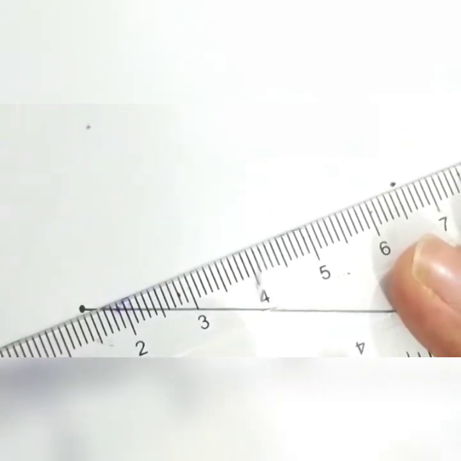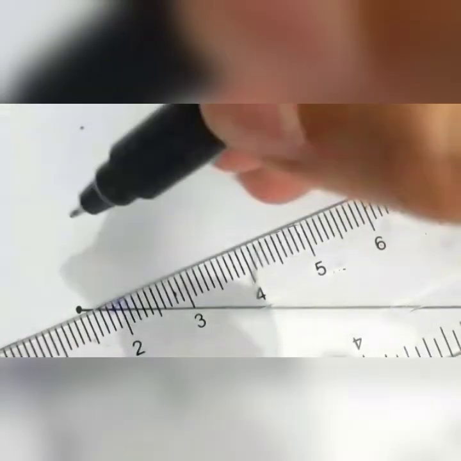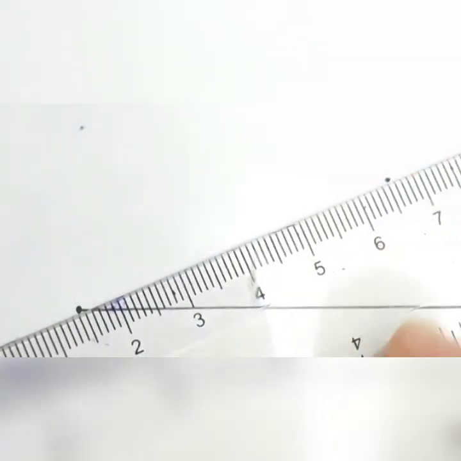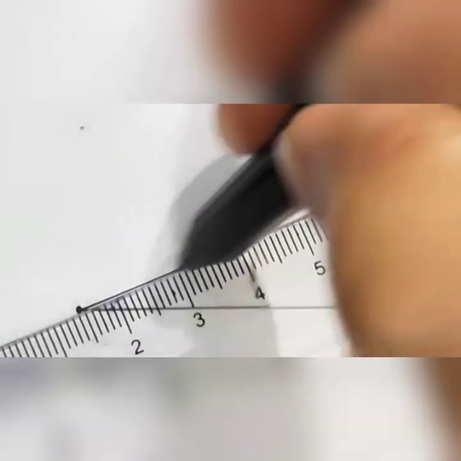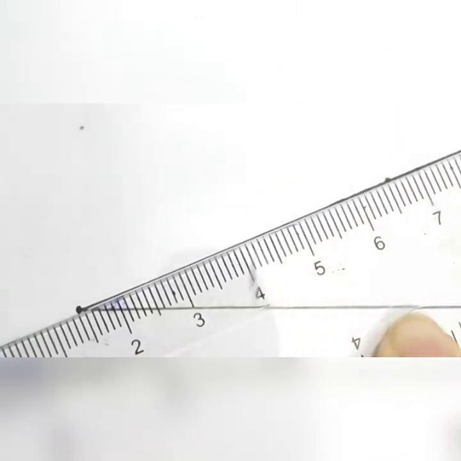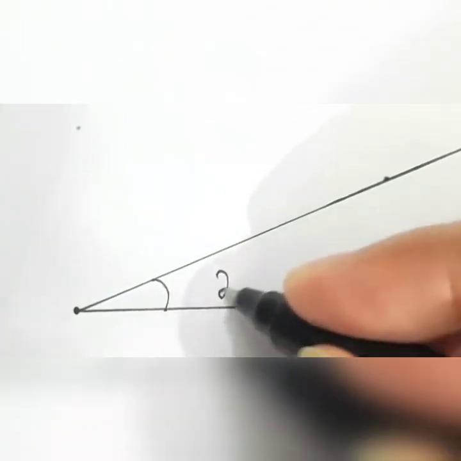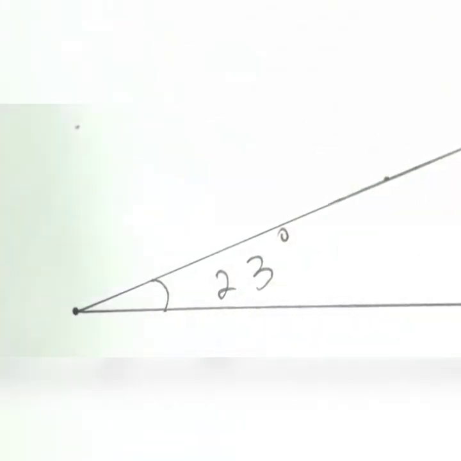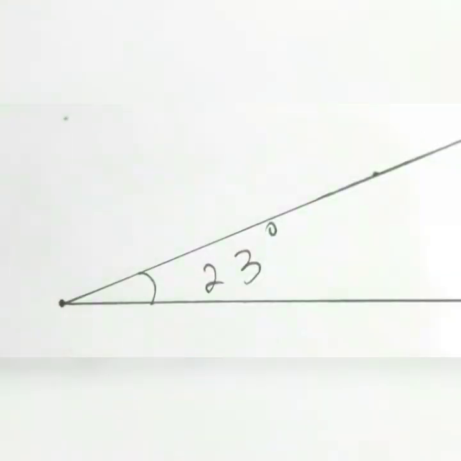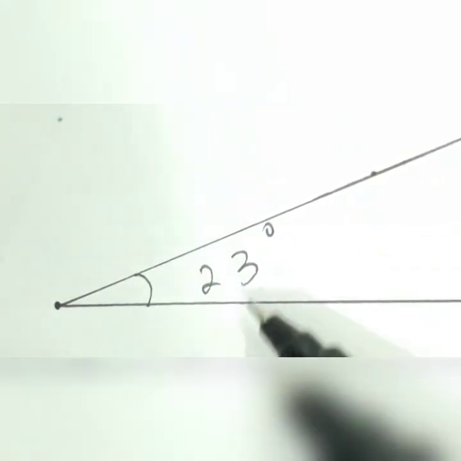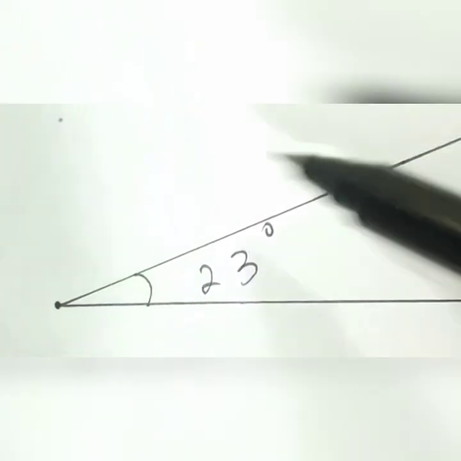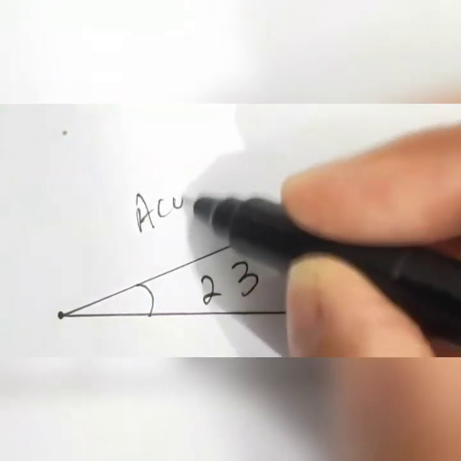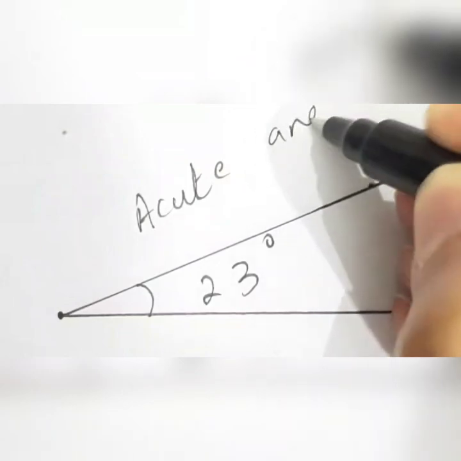Mark carefully. So this is a 23 degree angle. And which angle is this? Acute, obtuse, or right angle? An angle that is less than 90 degrees is called an acute angle. So 23 is less than 90 degrees. So it means this is an acute angle.